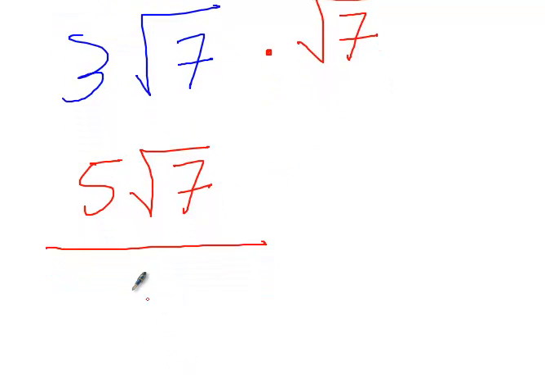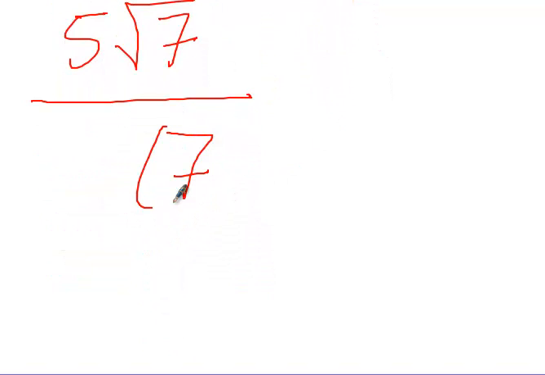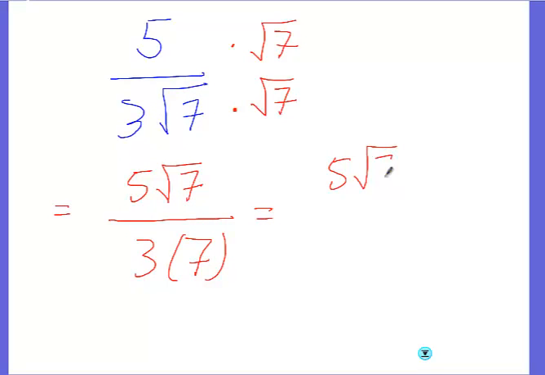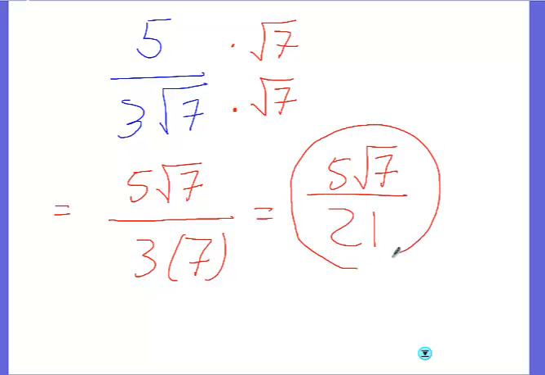Well, radical 7 times radical 7 is just 7, but there's already a 3 down there, so it's now 3 times 7, which simplifies to 5 radical 7 over 21. Can we do anything? Nope. That's it. And again, we're good to go.